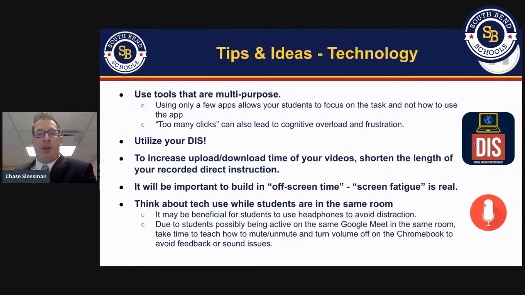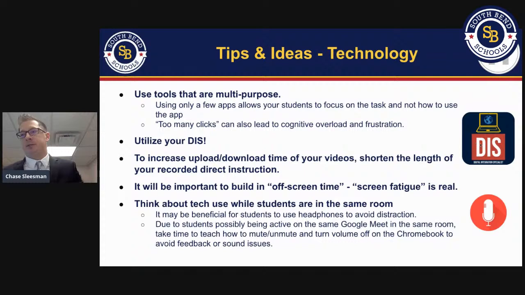When it comes to your videos, keep in mind that you want to decrease the upload and download time, so just shorten the length of your recorded direct instruction. So again, if you kind of have that 10-minute focus, that should kind of help. You can also do some editing within QuickTime if you need to. But again, if you just kind of have those 10-minute chunks, that will help with the uploading time.